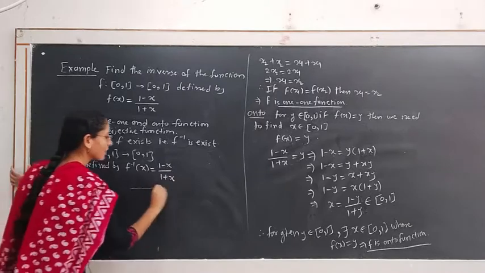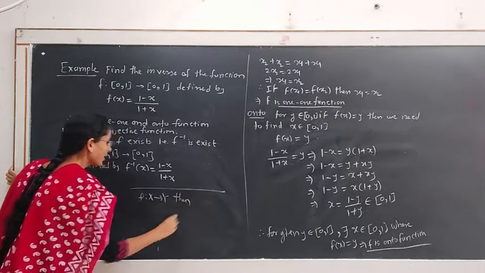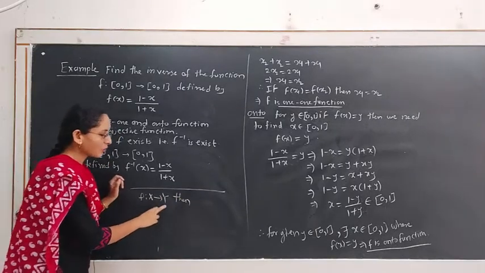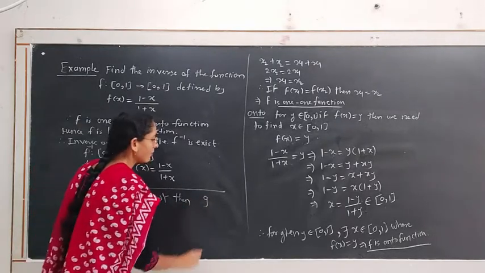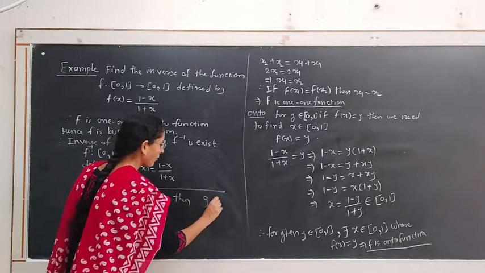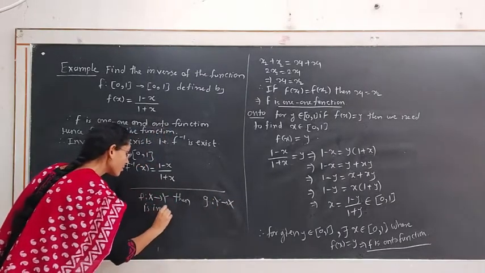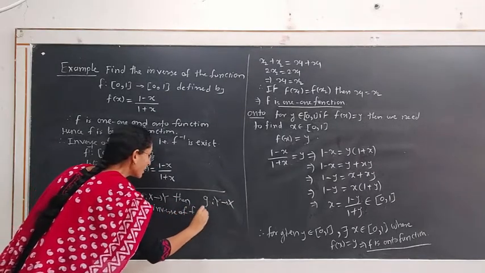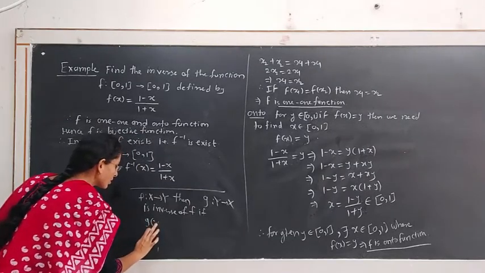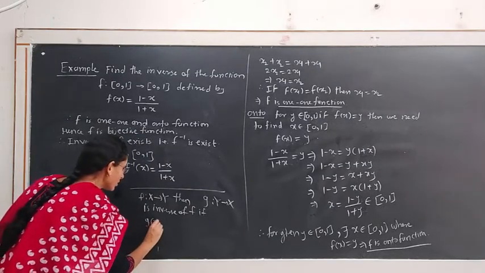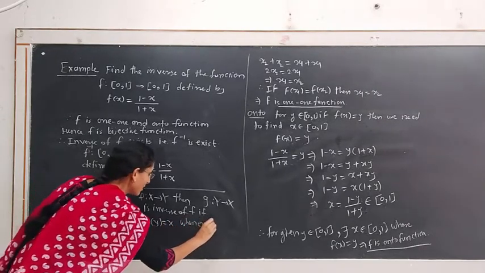What is the definition of an inverse function? If f is a function from x to y which is a bijective function, then f inverse exists, and f inverse is a function from y to x. g is the inverse of function f if g of y is equal to x whenever f of x is equal to y.